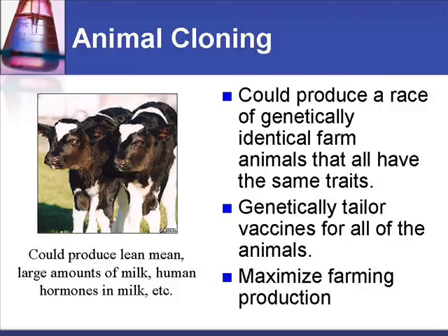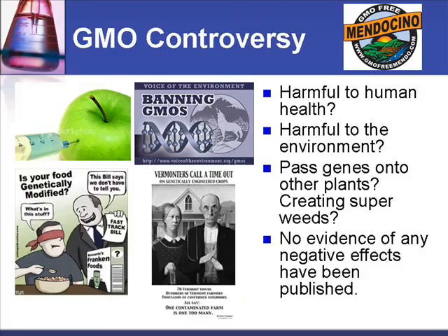One of the most controversial areas of biotech is animal cloning. Animal cloning could produce a race of genetically identical animals that have all the same traits. This would be very beneficial on farms. It could genetically tailor vaccines for all of the animals, and it could maximize farming production. However, when you produce things that are genetically identical, you take away variety, which, as we talk about later in evolution, can also be not beneficial to evolution.